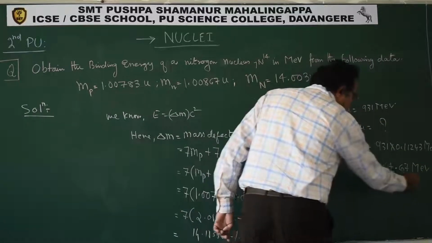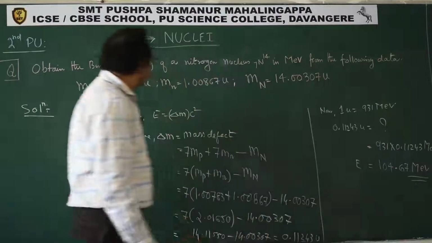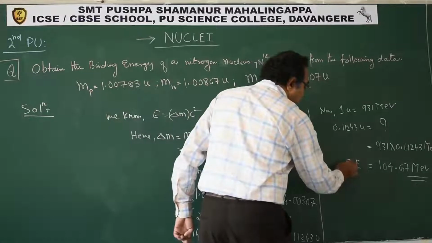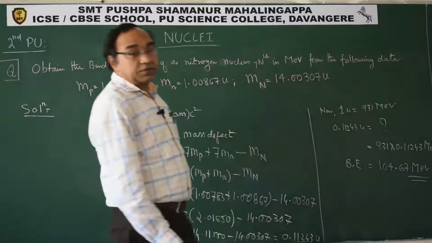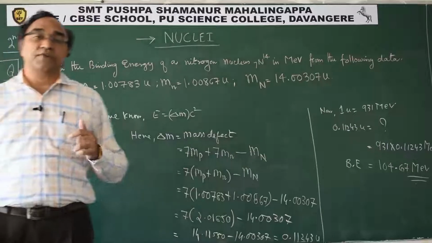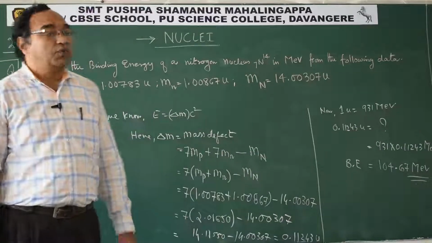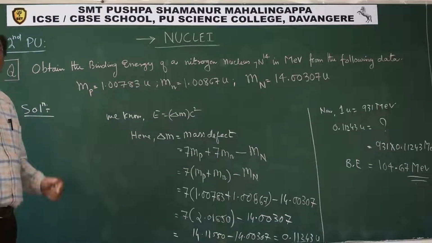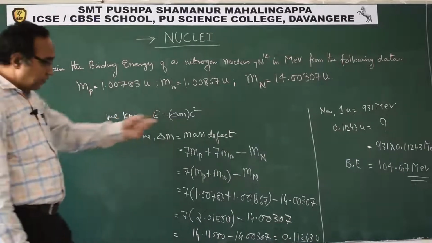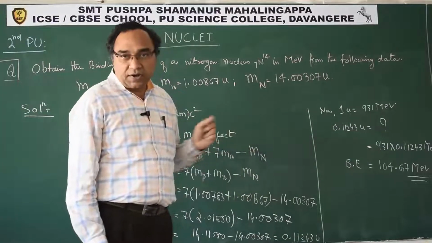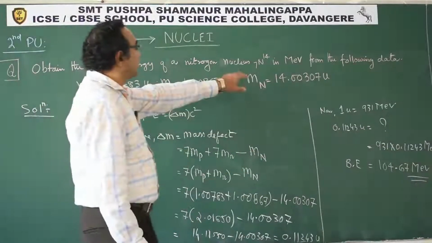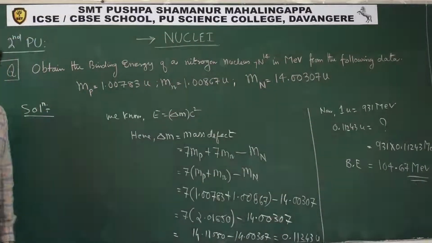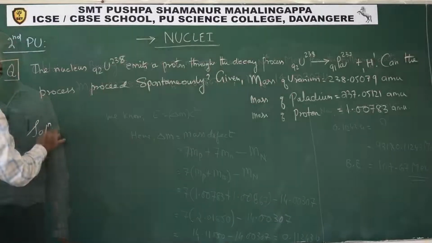This is the binding energy of the nitrogen nucleus. Now suppose you are asked what is the binding energy per nucleon. So divided by the mass number, that is 14, you will get binding energy per nucleon. This is the total binding energy of the nitrogen nucleus divided by the mass number, and the mass number is 14 here. You will get what is called the binding energy per nucleon.